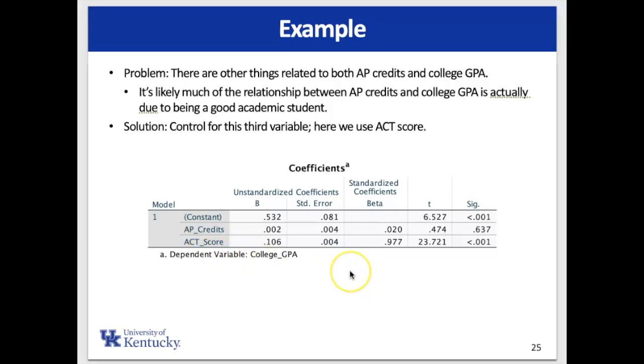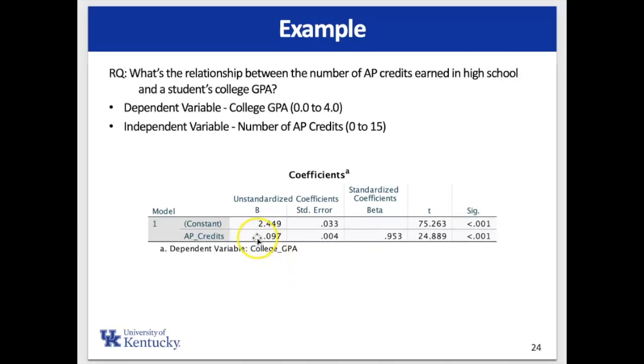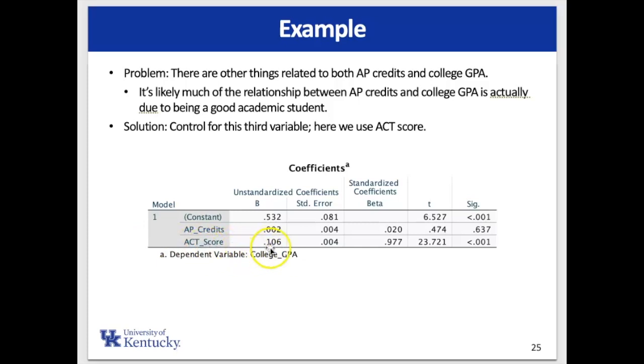So let's start at the bottom and work our way up. So the ACT score, our coefficient is 0.106, and it is statistically significant. But notice what happened to our AP credit score. It actually dropped by a lot. So, remember, if we look at the other screen, it was 0.097. And when we added that additional variable, it dropped our coefficient to 0.002. Notice also that it is no longer statistically significant.